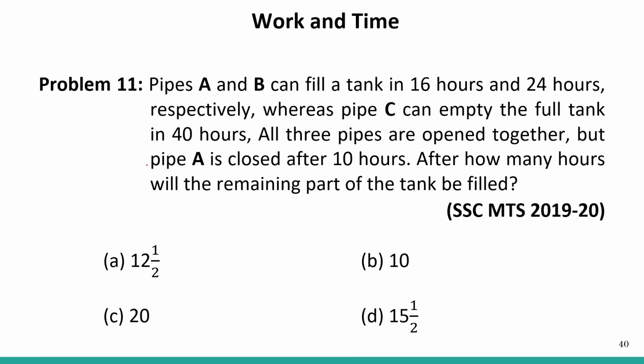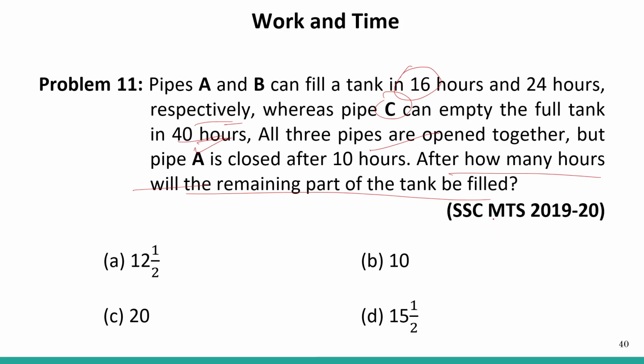So let's see problem number 11. Pipes A and B can actually fill a tank in 16 hours and 24 hours respectively, whereas pipe C can actually empty the full tank in 40 hours. All the three pipes are open together, but pipe A is closed after 10 hours, and after how many hours will the remaining part of the tank be filled? So this question is also from the topic pipes and cisterns.